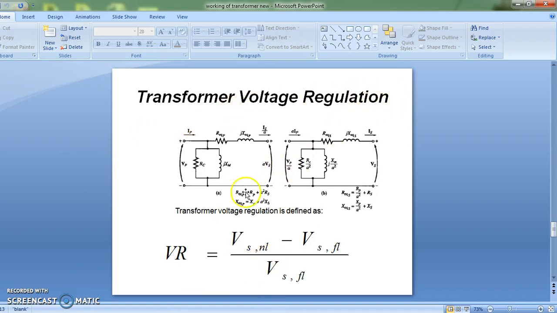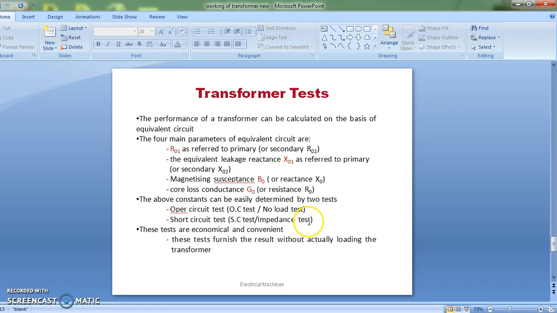Transformer voltage regulation, and its formula is VR equals Vs at no load condition minus Vs at full load condition divided by Vs at full load condition. This Vs at no load condition we measure by removing the load across the secondary side. Once the load is removed, whatever voltage we measure is called the voltage at secondary side at no load condition. And when we connect the load across the secondary side, that is denoted by Vs at full load condition.